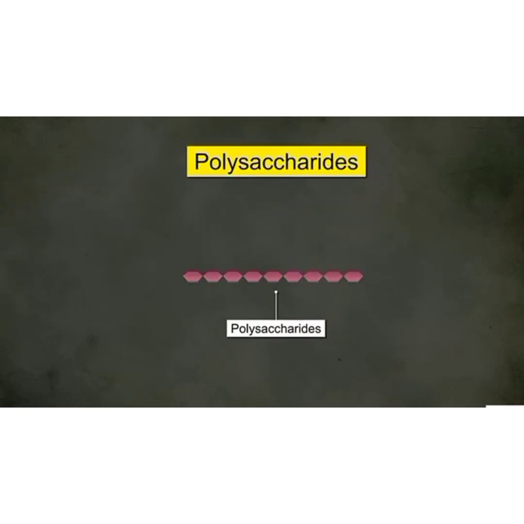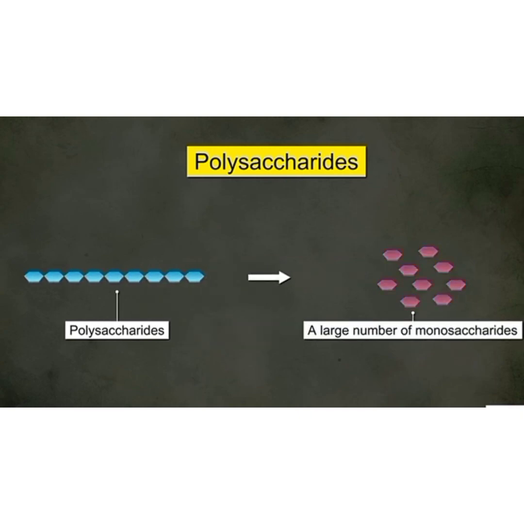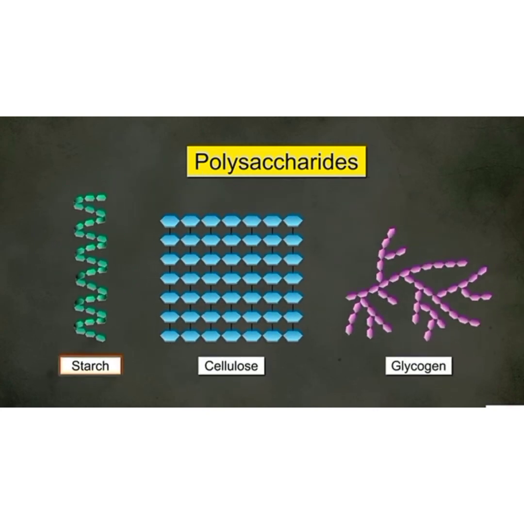Polysaccharides are the carbohydrates which contain a large number of monosaccharides. This means a large number of monosaccharides are obtained from the hydrolysis of polysaccharides. Some common examples of polysaccharides are starch, cellulose, and glycogen.